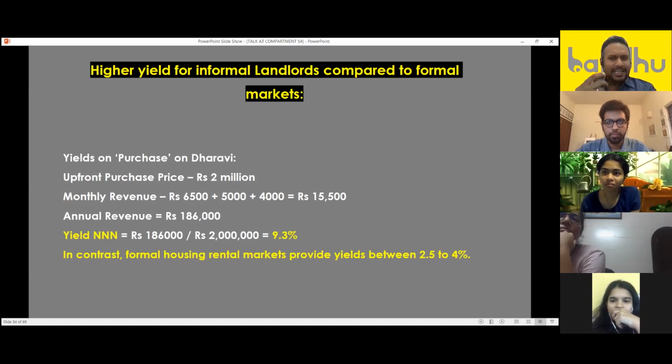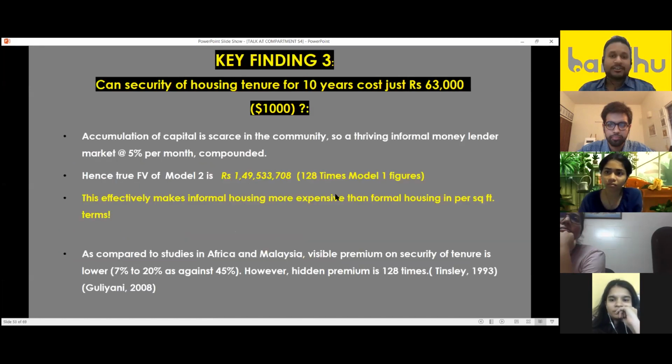So again, you're saying, if there is so much value being captured in the market, who's capturing it? Where is it going? And this is the most basic model. I am more tempted to follow this 128 times model because this is the true cost.